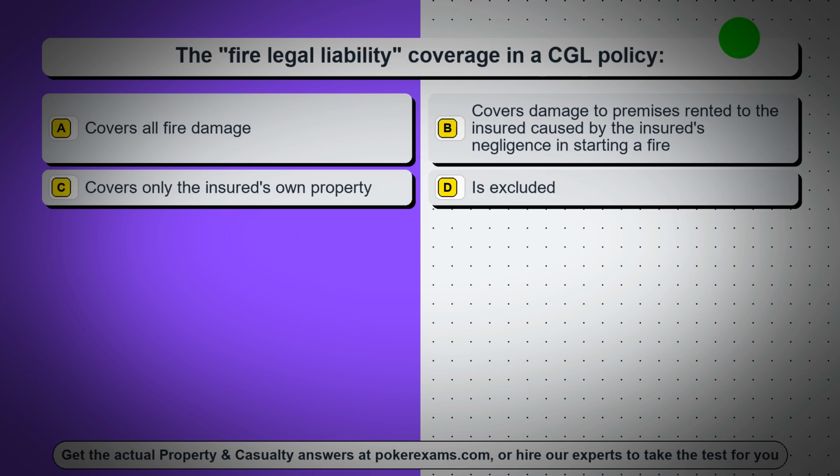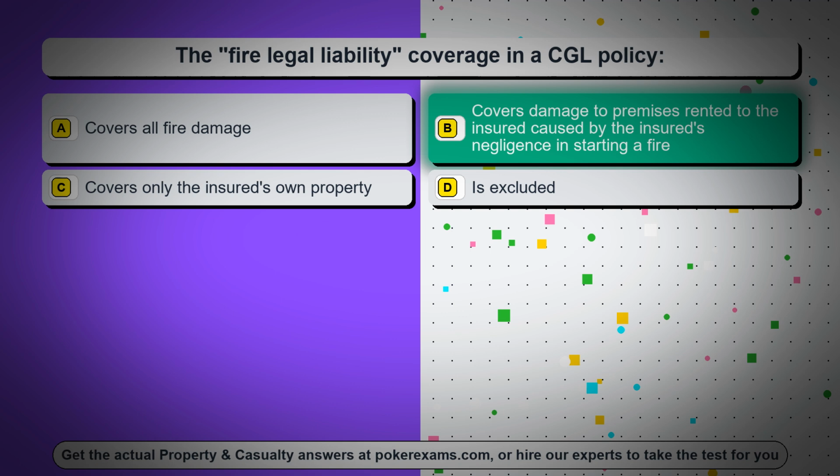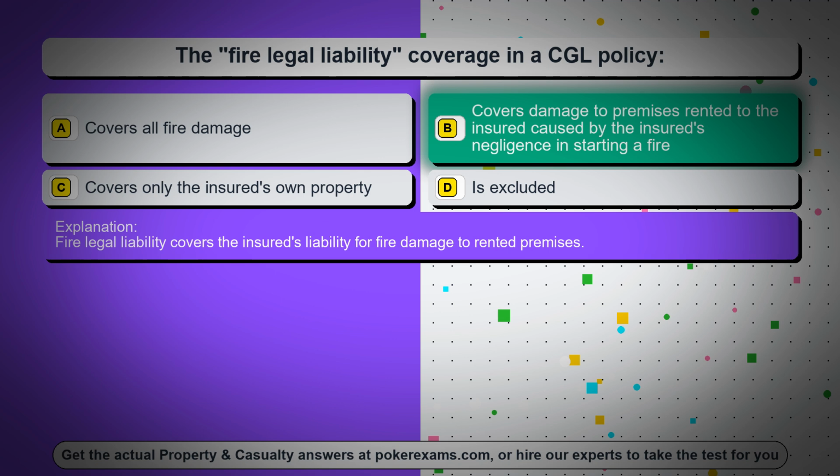Question 97. The fire legal liability coverage in a CGL policy. Option A, covers all fire damage. Option B, covers damage to premises rented to the insured caused by the insured's negligence in starting a fire. Option C, covers only the insured's own property. Option D, is excluded. The correct answer is option B, covers damage to premises rented to the insured caused by the insured's negligence in starting a fire. Fire legal liability covers the insured's liability for fire damage to rented premises.